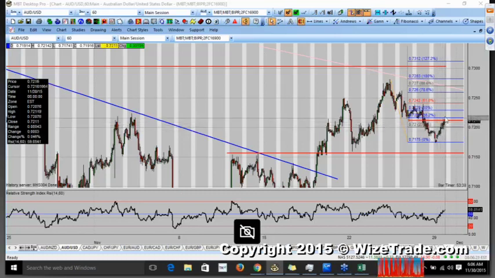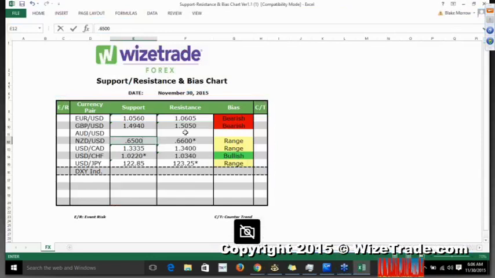Okay, 72.40 is resistance for the Aussie. We're threatening to turn bullish, but 71.55 is support. That's going to be really key support on the way back down, and that's it.